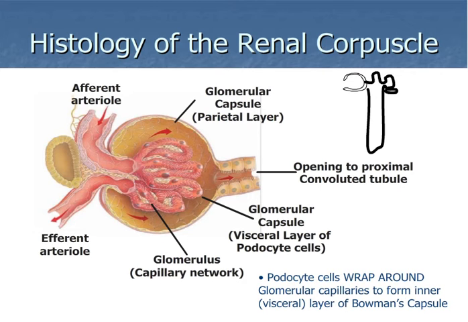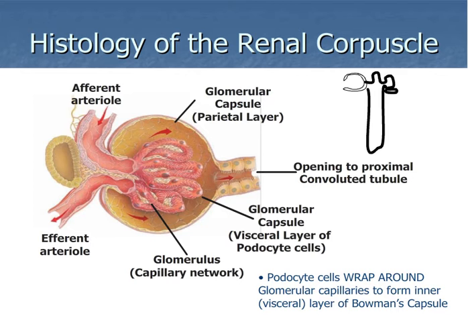So now that we've had an overview of the anatomy and also the physiology of a nephron, we're going to go back and take a closer look at the renal corpuscle. Remember, the renal corpuscle consisted of the glomerulus and also the Bowman's capsule. And the function of this renal corpuscle was to filter the blood.